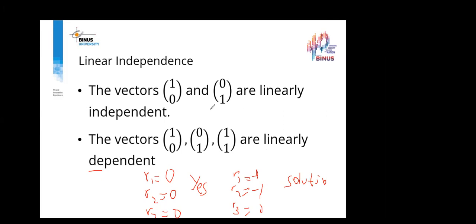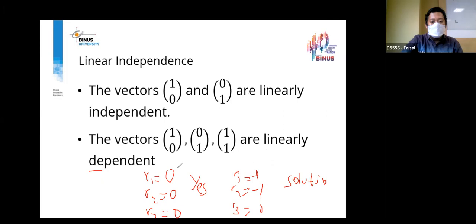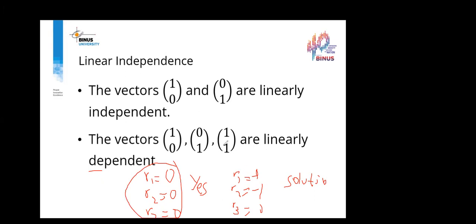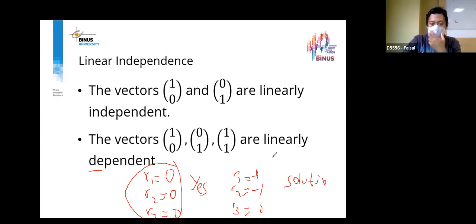The solution for the scalars, R1 must be 0, must not be any other. The solution must be unique and the solution must be all 0. Oke, Pak. Second example, the solution is not unique because there is a non-zero solution. The solution must be unique and the solution ya 0 semua ya.